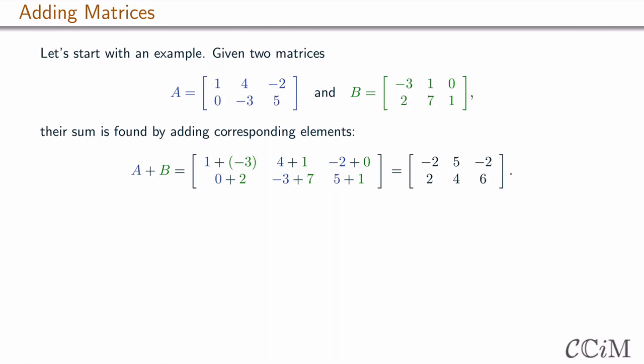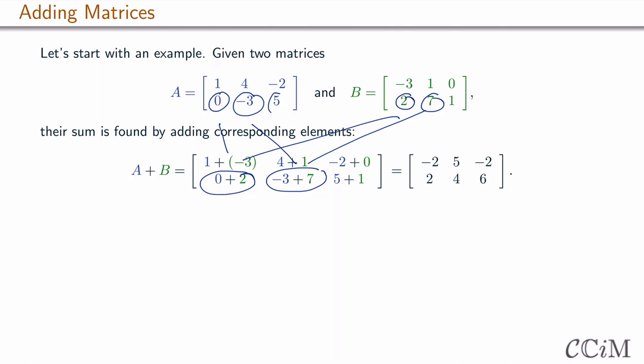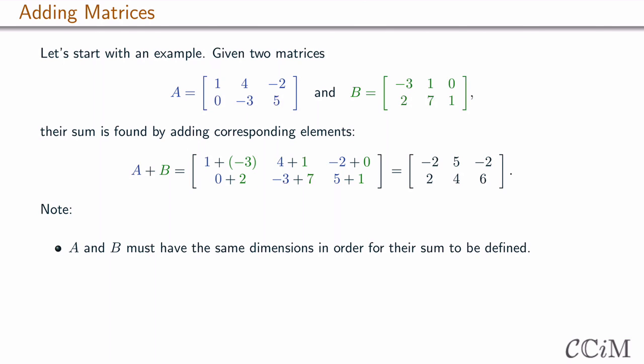Similarly, for the second row, we add 0 and 2 to find this entry. We add -3 and 7 to get this entry, and we add 5 and 1 to get this final entry. And when you do the math, we end up with this matrix right here. It's pretty clear that A and B must have the same dimensions in order for this sum to be defined.